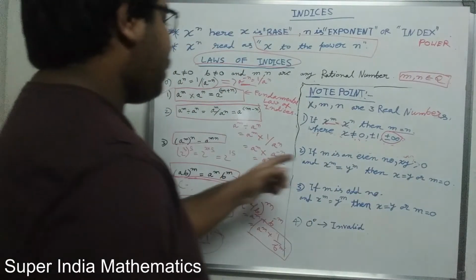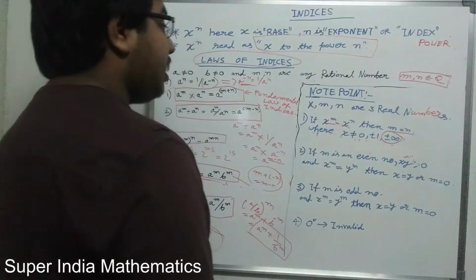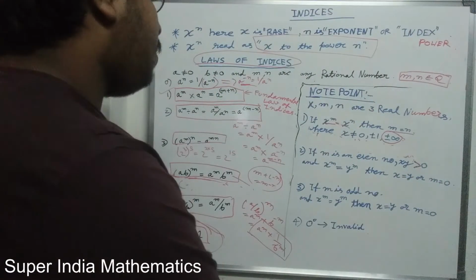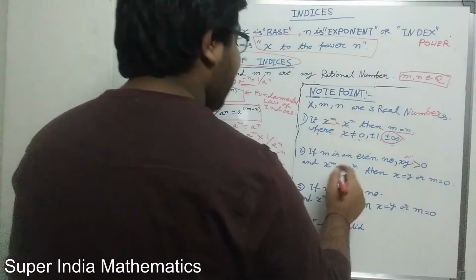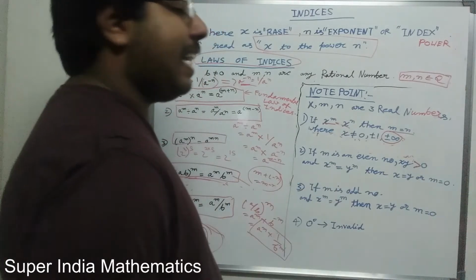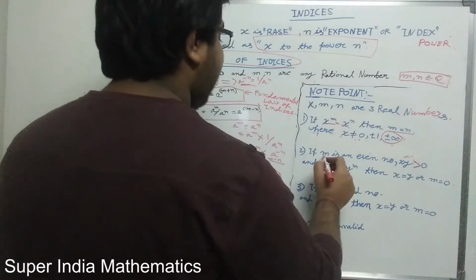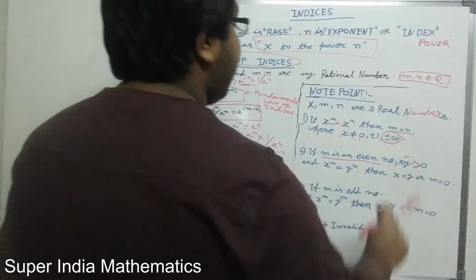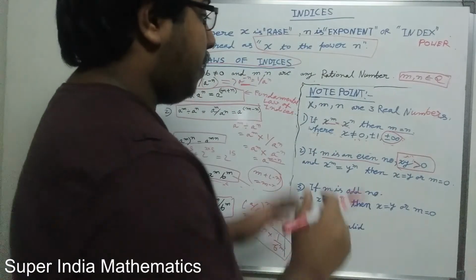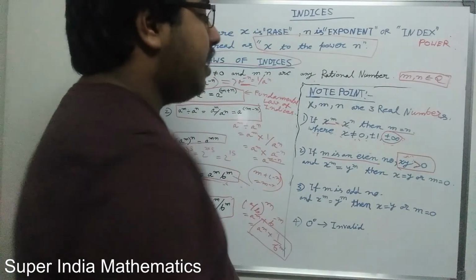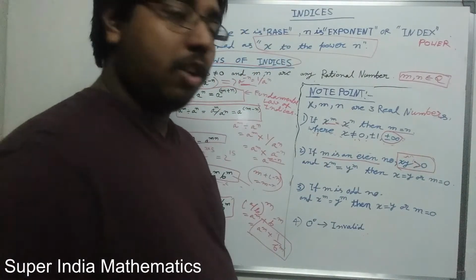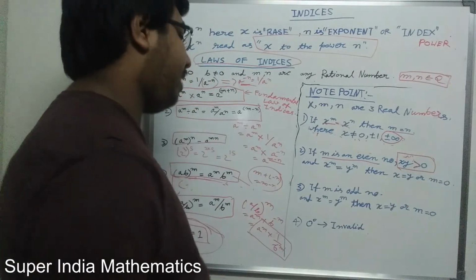The next is if m is an even number and x, y strictly greater than 0, and x to the power m equal to y to the power m, then x equal to y and m equal to 0. If m is even and xy greater than 0, it means x and y must have the same sign. If x is positive then y is also positive, if x is negative then y is also negative.